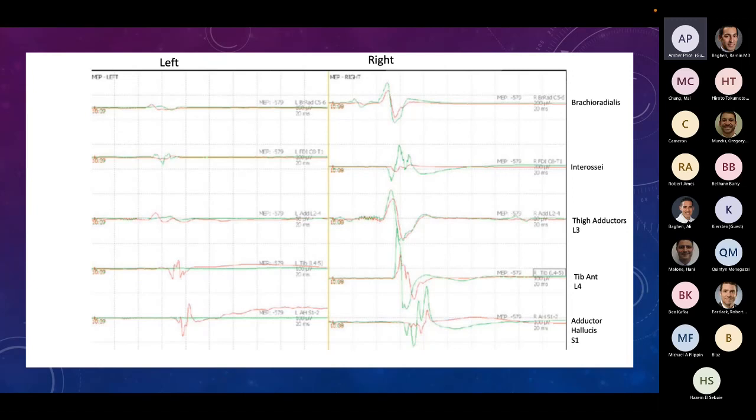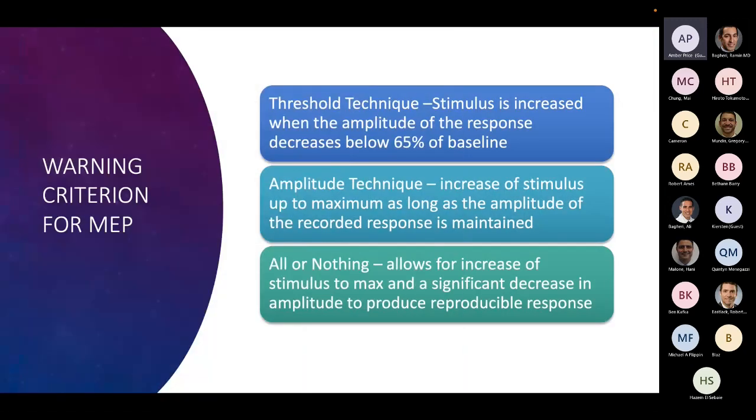So this is an example of what the neuromonitors might see. On the left is the left upper and lower extremity of the patient. On the right is the right upper and lower extremity of the patient. I labeled the muscles so it's a little easier to understand: brachioradialis, interossei, thigh adductors, tibialis anterior, and adductor hallucis. In red is baseline and green is the current neuromonitoring status. This patient has lost complete amplitude of the neurostimulation for the tib ant and adductor hallucis on the left lower extremity. And this patient actually woke up, this was a case example, with deficits in both. So that's what you would see.